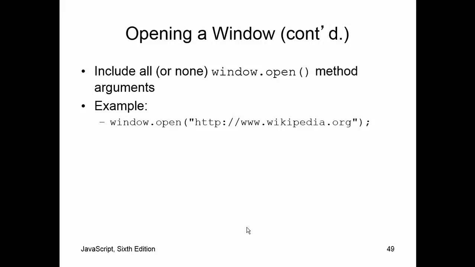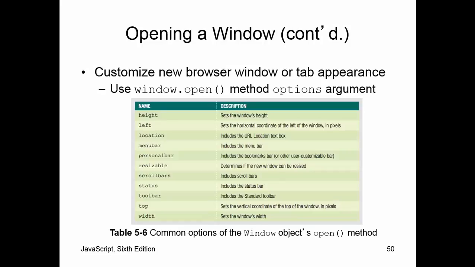The statement right here will open the Wikipedia homepage in a new browser window or tab. If you exclude the URL, then a blank page opens. So if you just say window.open by itself, it'll open up a blank page. The table that you see here, which is also on page 330 in your book, lists some of the common options you can use with the open window method. So you can do things like set its height, set its width, etc.